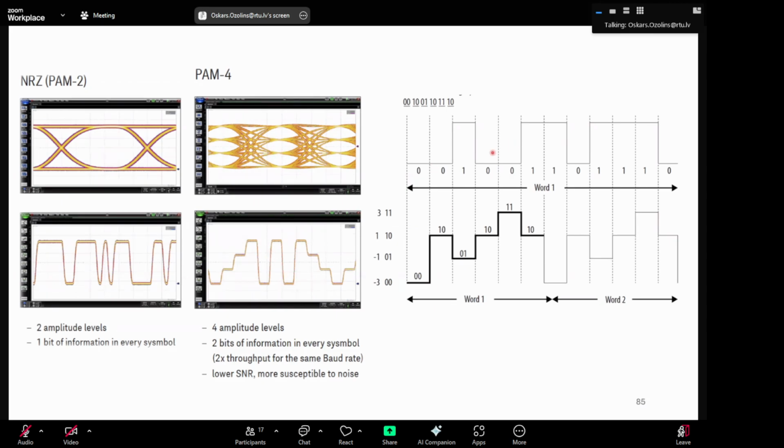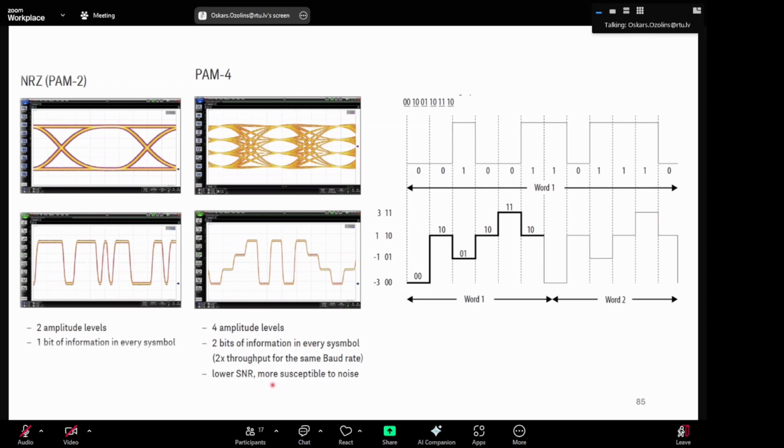And then if you look at what I was talking about, how many bits per symbol: we have two levels, one information bit in every symbol. Here we have four amplitude levels and two information bits in every symbol. So at the same symbol rate or baud rate, you can get higher speed, but then the signal to noise ratio in each eye is lower.